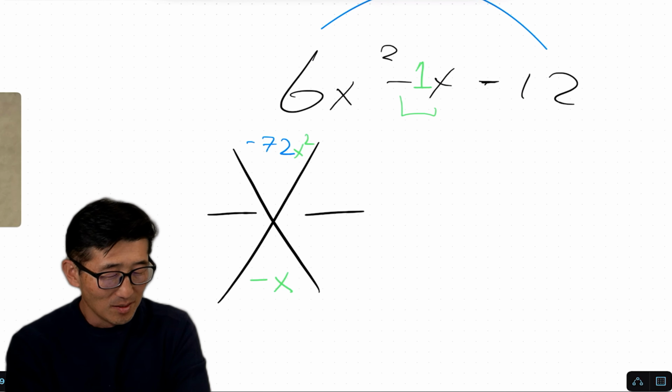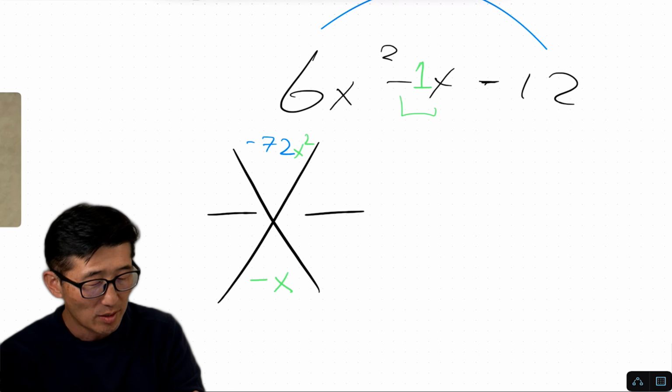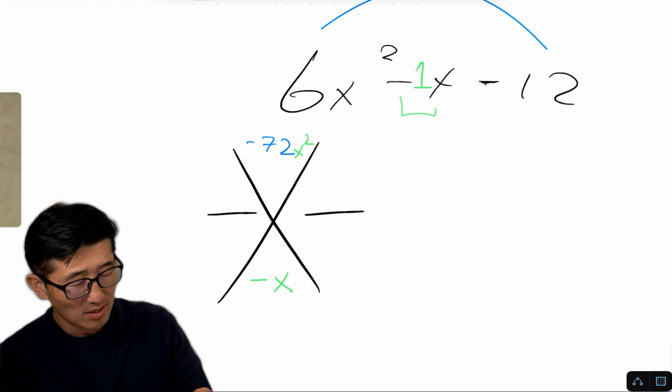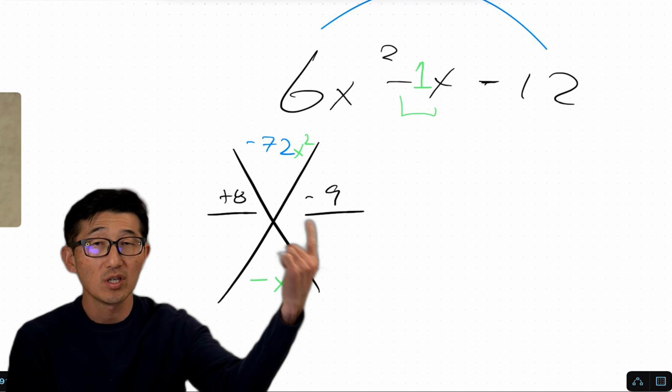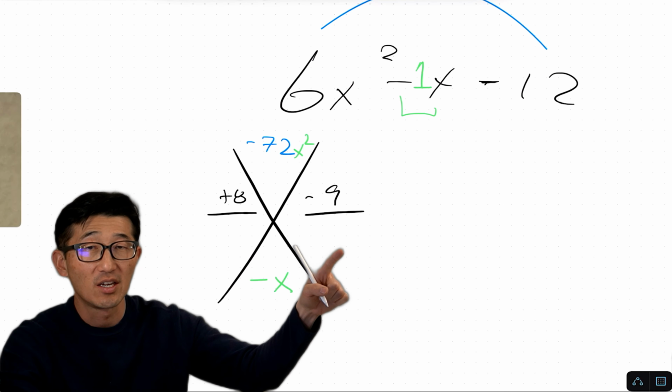Okay, so 9 and 8, which one's going to be positive and which one's going to be negative? Positive 9. Oh wait, no, sorry. Positive 8, negative 9. Now, you can switch the order. It doesn't really matter, okay? You can put negative 9 here, 8 here.